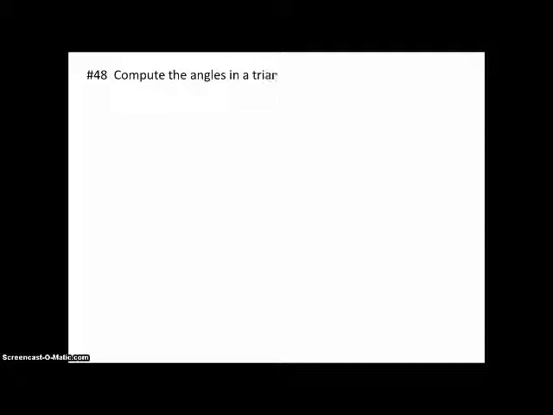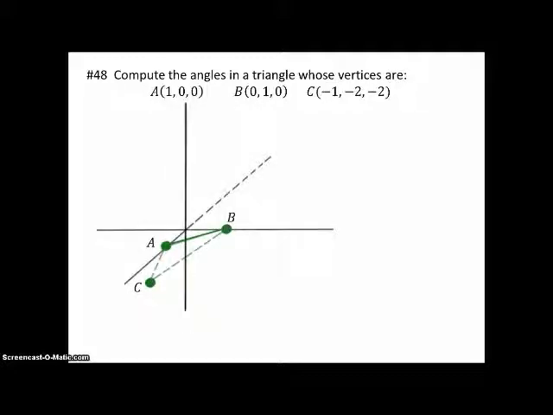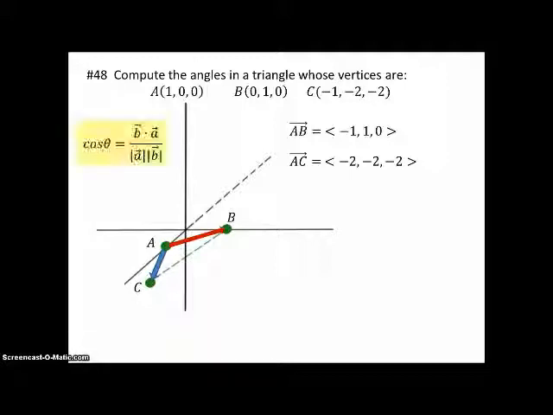Number 48. Compute the angles in a triangle whose vertices are given as follows, A, B, and C. Well, you know I like a picture. So there's my picture. And what we're going to do is we're going to get vector AB by subtracting B minus A. And then we're going to figure out vector AC by subtracting C minus A. And then what we're going to do is we're going to use our handy-dandy formula. Dot those two vectors together and divide by their lengths, take the inverse cosine, and turns out angle A is 90 degrees.